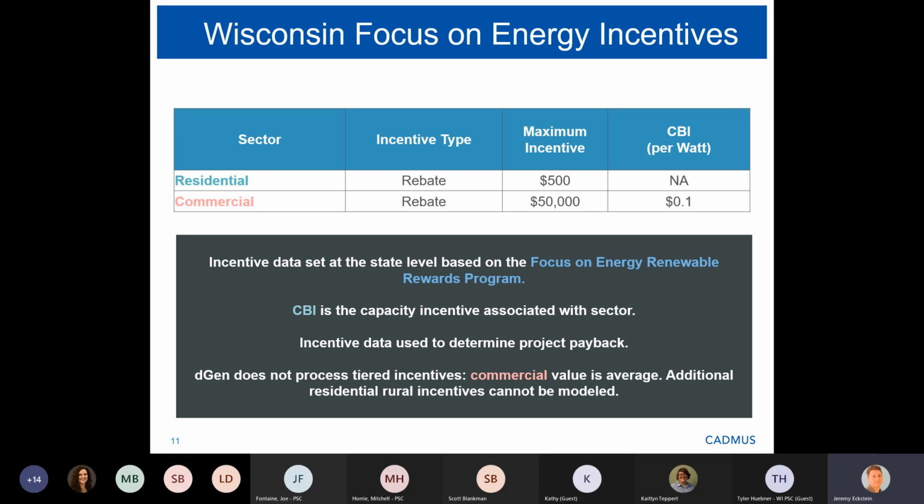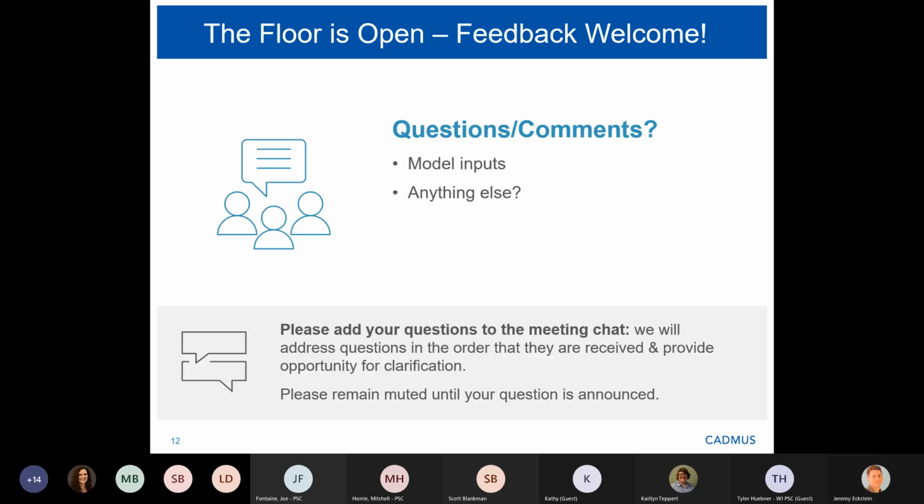Unfortunately, there are some constraints with this model that don't allow us to, like I said, do tiered incentives or vary incentives for rural customers. And one of the scenarios that we were proposing was to look at sensitivity of adoption to the rebates. So those were the main model inputs that we looked at.